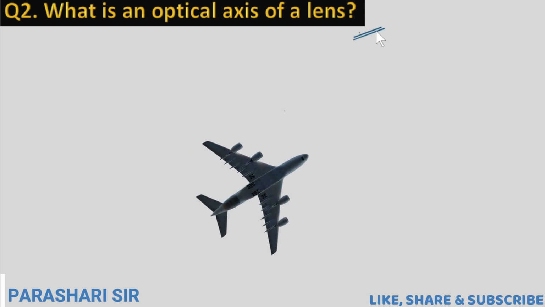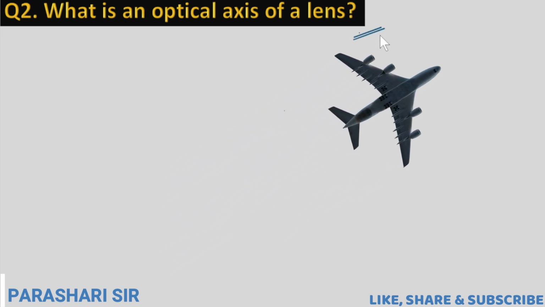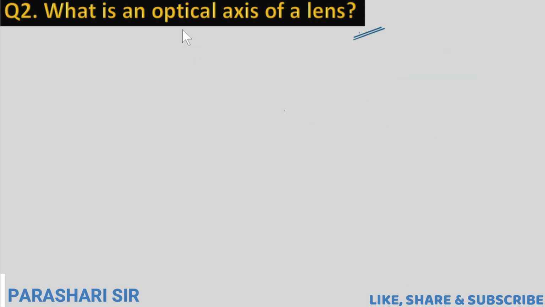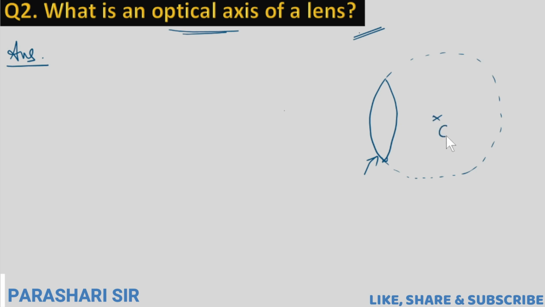Now the question is, what is an optical axis of a lens? Optical axis of a lens is also called as its principal axis. Answer. Let us take the case of a convex lens. Complete the sphere whose part is this left side surface. Locate its center. So this center of the sphere happens to be the center of curvature of this sphere whose part is this surface.